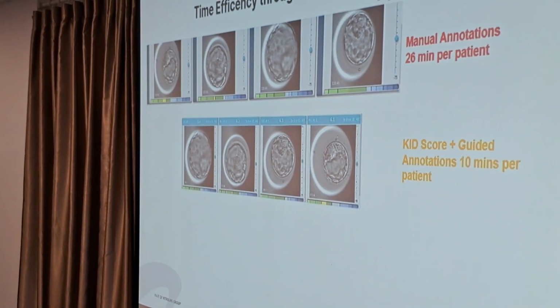Before we had iDAScore, we already had an AI system called KIDScore. And by using KIDScore and guided annotation, you can bring this manual time spent down to 10 minutes per patient. But now with iDAScore, we can bring that same situation down to 1 minute per patient.